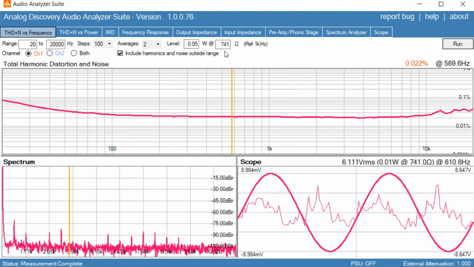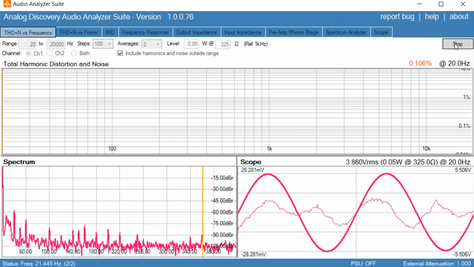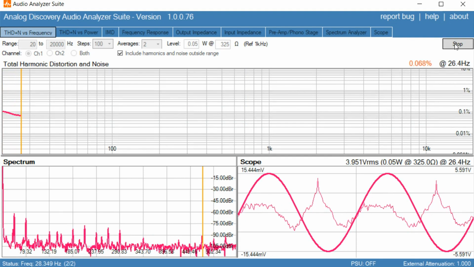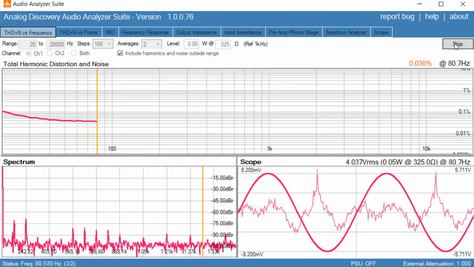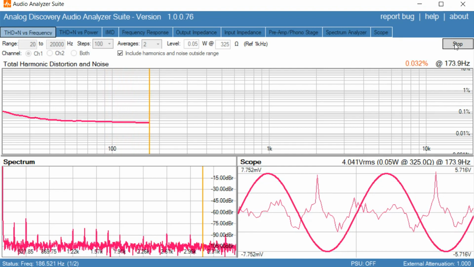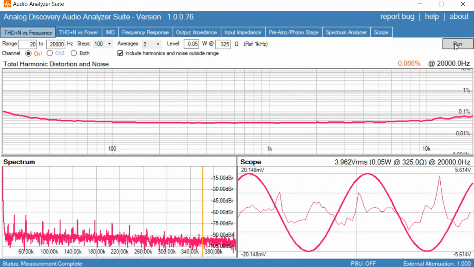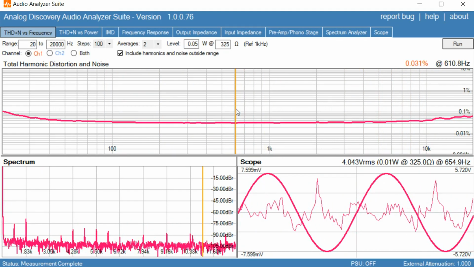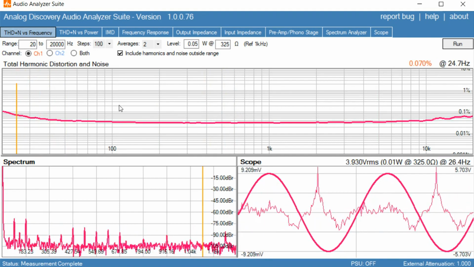So let's try a smaller load and see how that goes. I have now switched to a 325 ohm resistor. It's supposed to be 330 ohm, but it measures as 325. So let's try the same measurements at 50 milliwatt into this load. So this is still looking good. We are around 0.03% distortion and a bit higher in the low frequencies, but no problems here.